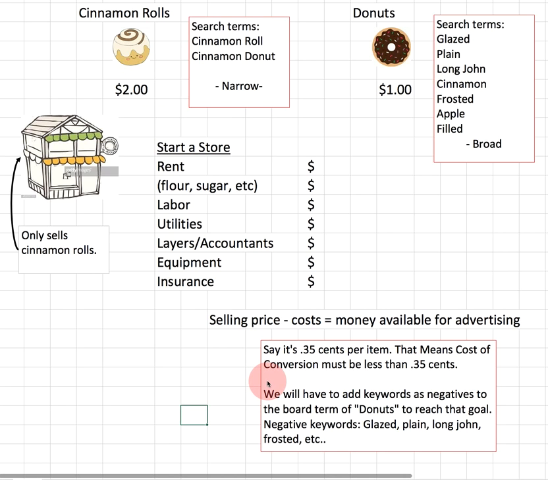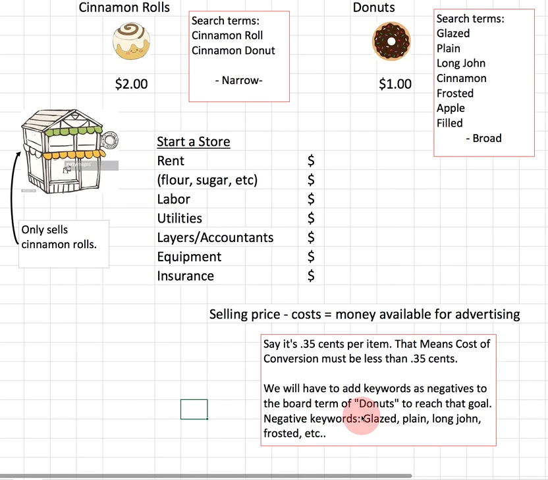So you take all your costs and all your sales together, selling price minus your costs equals the money available for advertising. And let's say that money available for advertising is 35 cents per item. That means the cost of conversion, people coming through to your ads and buying, has to, in the end, be less than 35 cents in order to make any money. Otherwise, you're spending more money on advertising than what you can bring in through the margin.